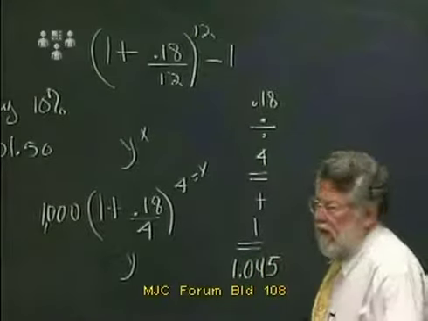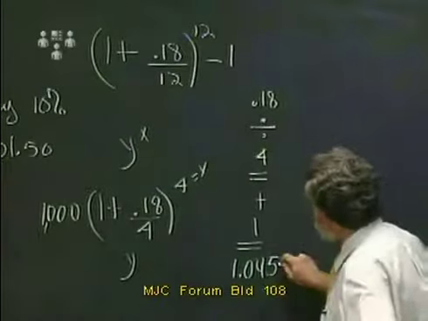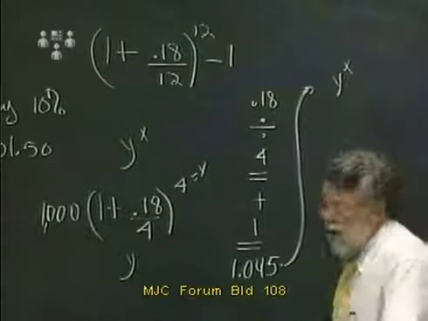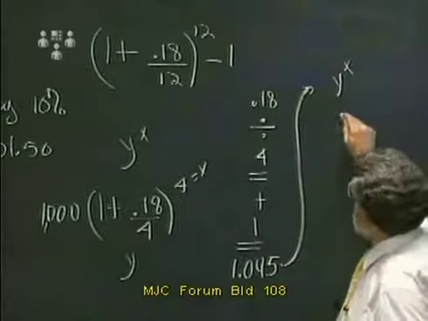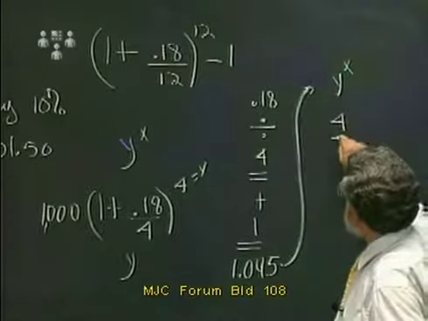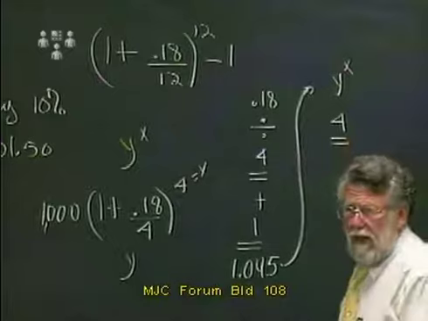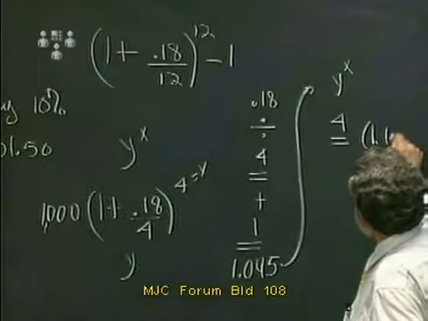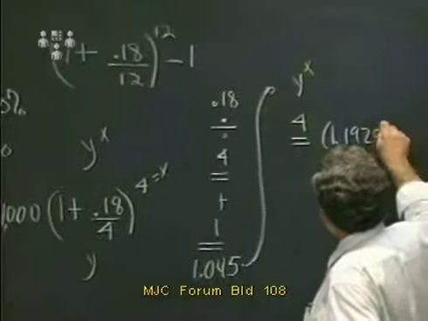0.445, correct? Then you're going to take that, so coming up to here, you'll hit the y to the x key, and then we're going to hit the 4. That's taking that to the fourth power and equals. And what do you get there, just so we can have that? 1.1925.